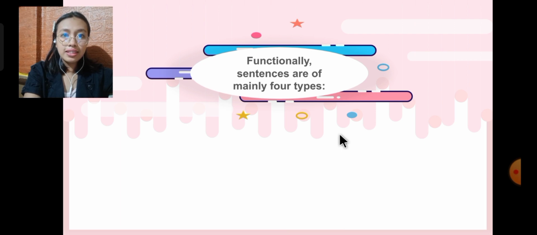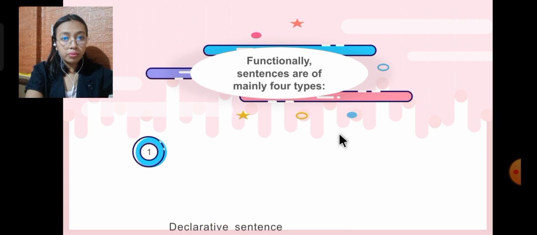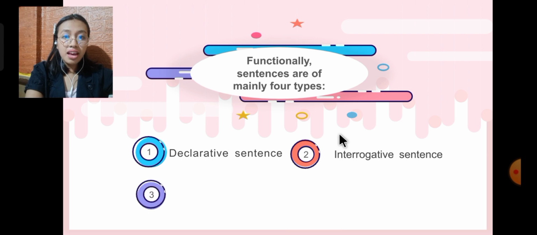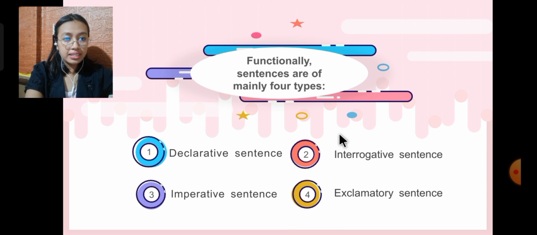There are also sentences classified by function. There are mainly four: declarative sentences, imperative sentences, interrogative sentences, and exclamatory sentences.